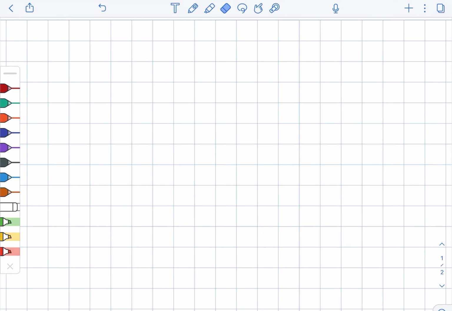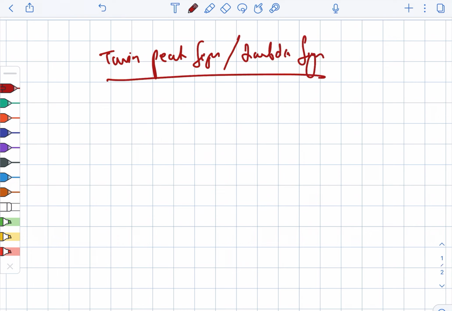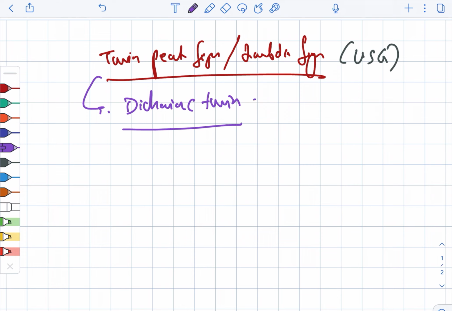Next, we are looking at the twin peak sign, also known as the lambda sign. Twin peak sign or the lambda sign is seen on USG. The chorionicity of the placenta is diagnosed at 13 weeks of gestation. And what is seen is in case of dichorionic twins. In dichorionic twins, there's a thick triangular projection.